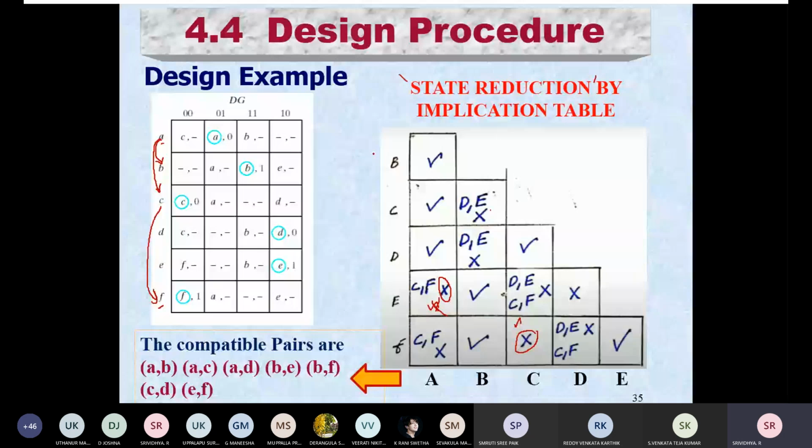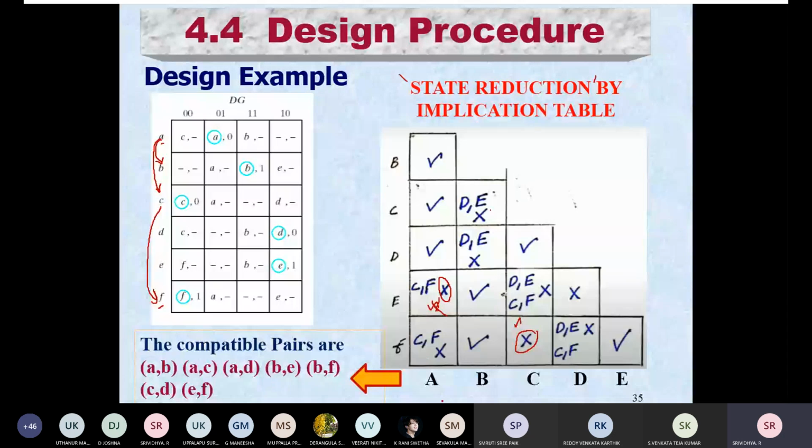So from this table, I'm only interested in the tick mark pairs, and those pairs are called the compatible pairs. That's what I told you: 100% correlated or 100% compatible with each other. On a matrimonial website, you will find the compatibility match, right? How much percent your star sign matches another star sign. Same thing here. So these tick marks are actually 100% correlation.